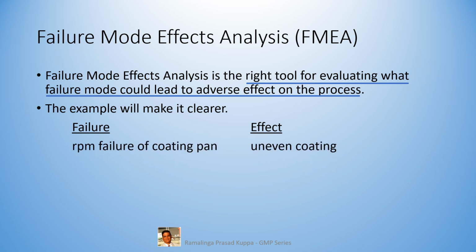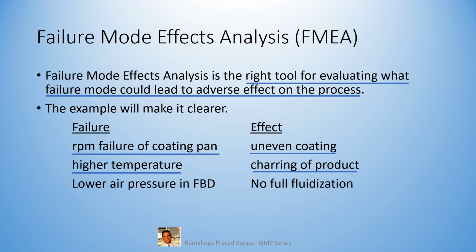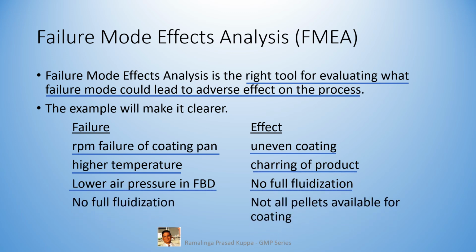RPM failure of a coating pan can result in uneven coating. Higher temperature of the drying process can cause charring of the product. Lower air pressure in FBD can cause no full fluidization. When there is no full fluidization, not all pellets are available for coating.